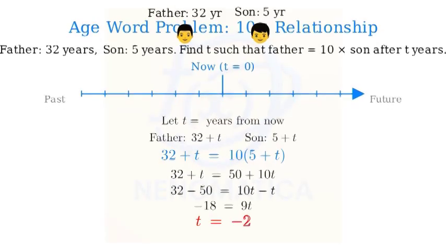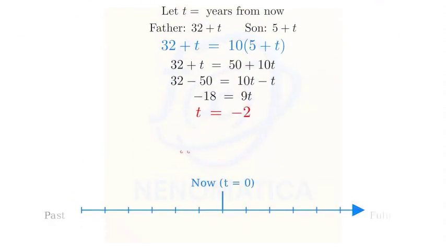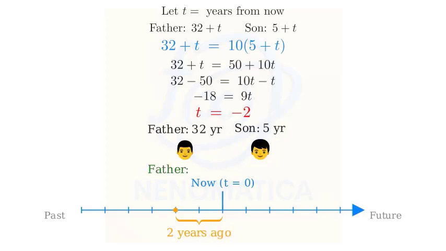Distribute the 10. Move like terms to opposite sides. Then divide. A negative t means we must go to the past. t equals -2 tells us 2 years ago this condition was true. Let's mark t equals -2 and verify the ages.